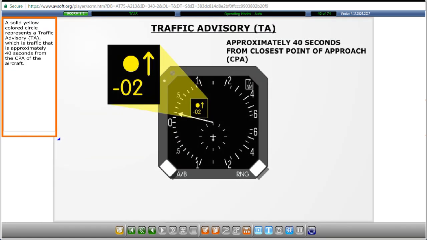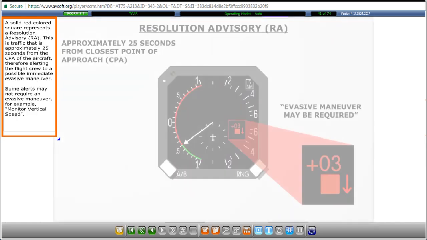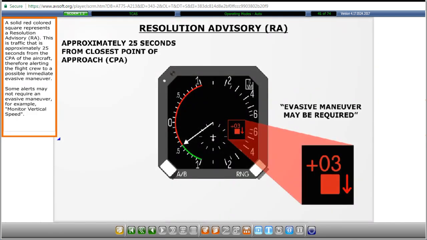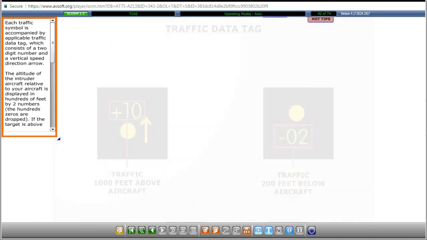A solid yellow-colored circle represents a traffic advisory, which is traffic that is approximately 40 seconds from the CPA of the aircraft. A solid red-colored square represents a resolution advisory. This is traffic that is approximately 25 seconds from the CPA of the aircraft, therefore alerting the flight crew to a possible immediate evasive maneuver. Some alerts may not require an evasive maneuver, for example, monitor vertical speed.